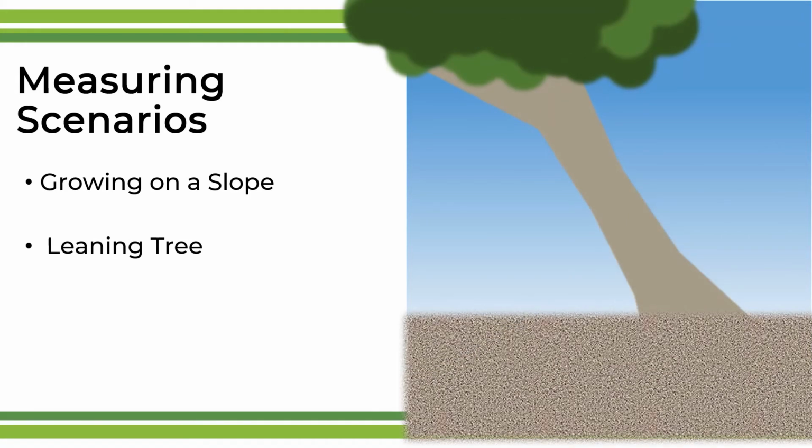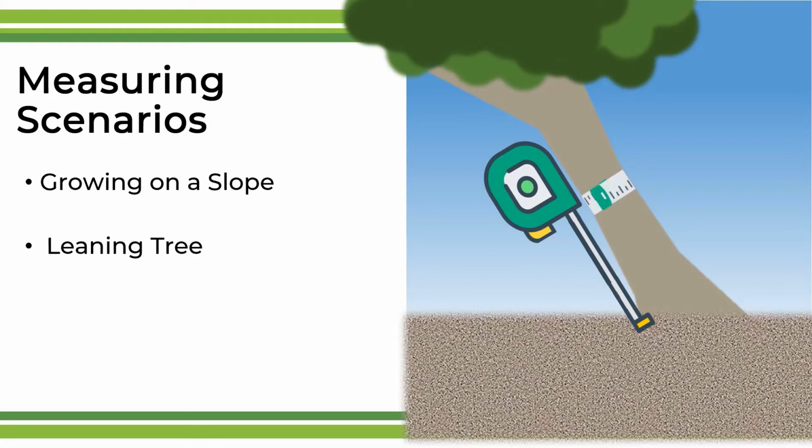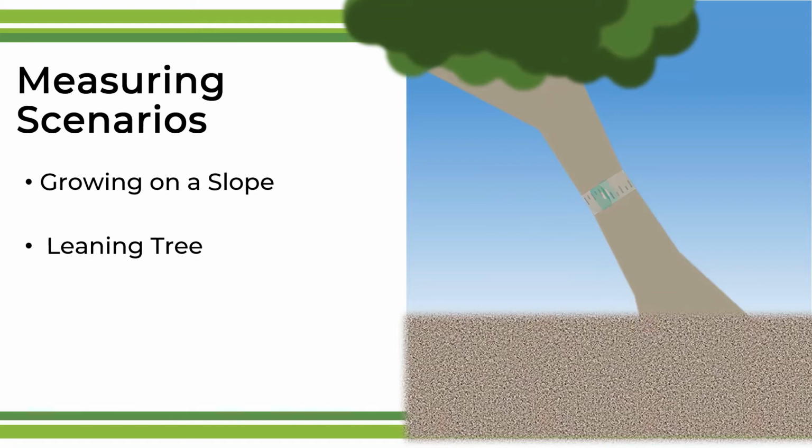If the tree is leaning, measure along the tree 54 inches from the ground up. When putting the measuring tape around, you will not need to keep the tape flat. Instead, the tape will be measured to be perpendicular to the direction the tree is growing. Remember to keep the tape tight around the tree and record the circumference to the nearest half inch.